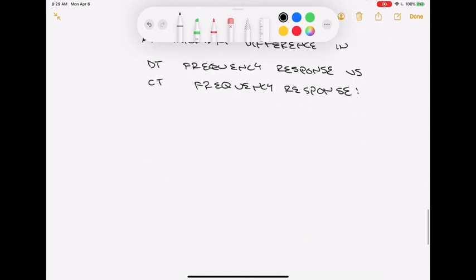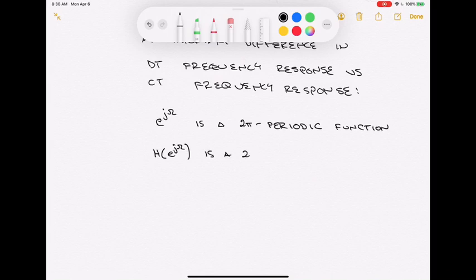What is that difference? Well, let's look at the function e to the j omega. E to the j omega is a 2 pi periodic function. We know that. We've studied that before at the very beginning of the semester. Because e to the j omega is a 2 pi periodic function, anything that is a function of that is a 2 pi periodic function. So the discrete time frequency response, H of e to the j omega, is a 2 pi periodic function also.